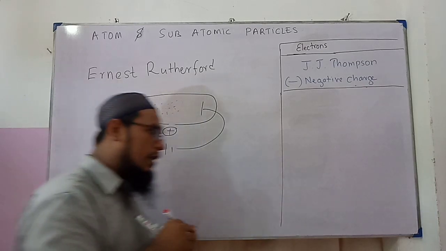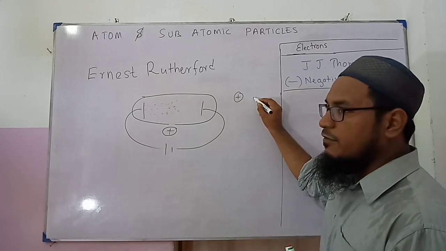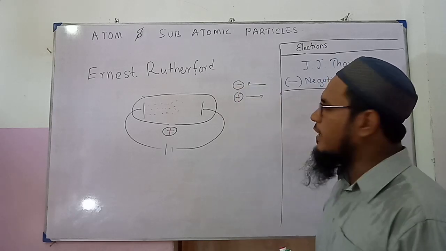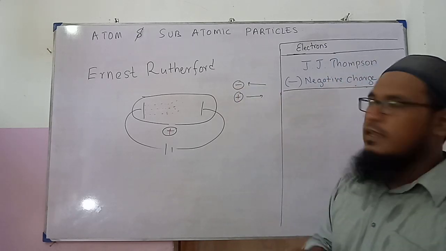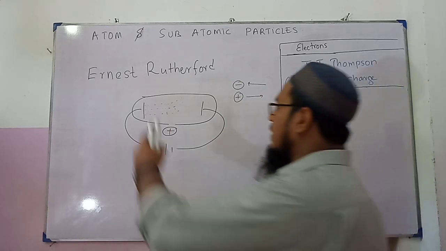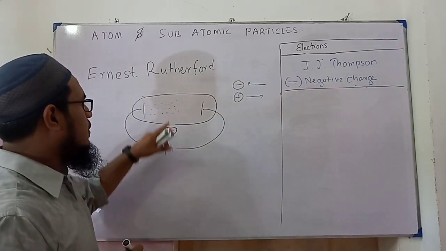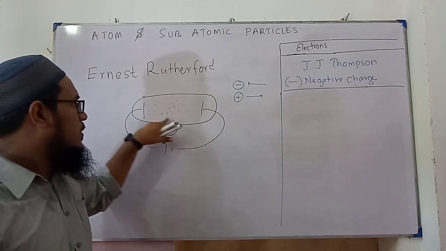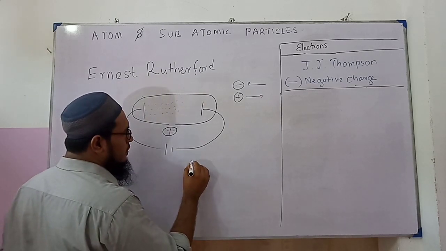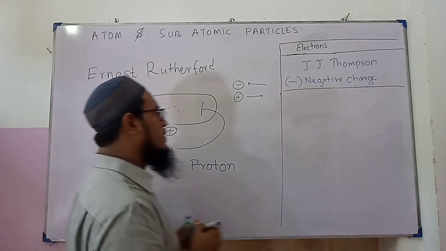Can you guess what type of charge does this particle have? Getting repelled by the positive and getting attracted to the negative particle. Therefore, yes, it is a positive particle. So we can say that Ernest Rutherford found out a positive particle, and he named this positive particle protons.